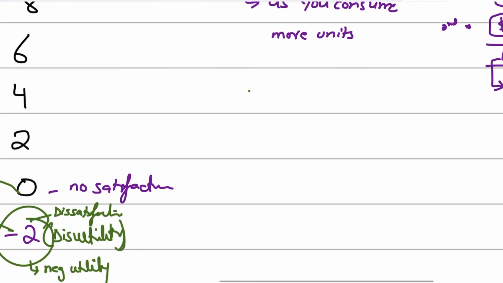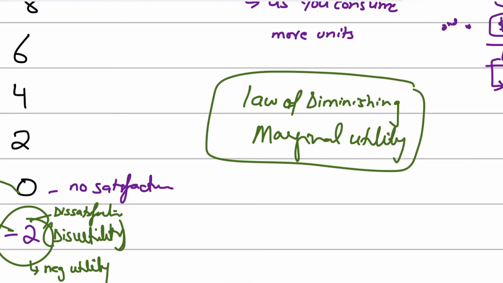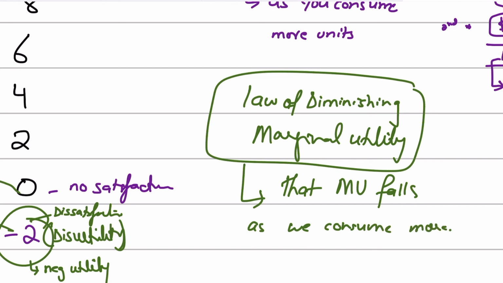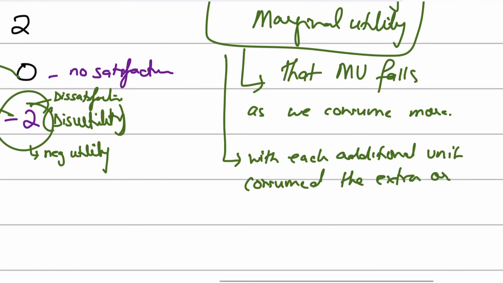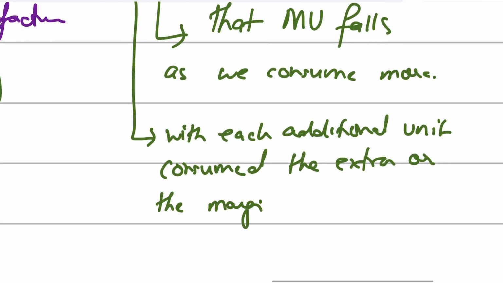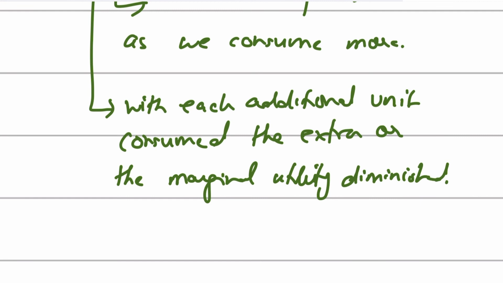This, my friends, is known as the law of diminishing marginal utility. So the law of diminishing marginal utility tells us that marginal utility falls as we consume more, right? So as we consume more, our marginal utility keeps on falling. So with each additional unit consumed, the extra or the marginal utility diminishes, right? It diminishes, and that's a fact. It actually diminishes with the consumption of each extra unit.